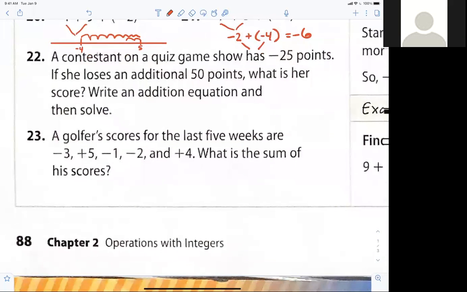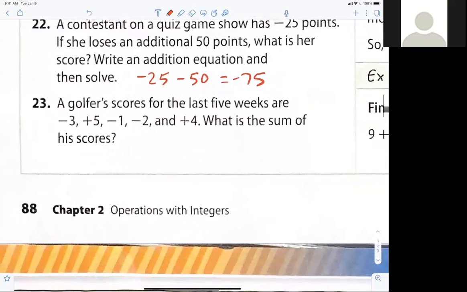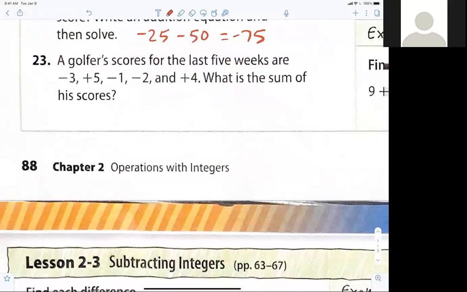Okay. The contestant on a quiz show has -25 points. If you lose an additional 50 points, what is it? 75 negative. Yes, it is. Right, negative 75. All right, anybody have any questions? All right, here we go. Number 23. Mr. Ward, go.